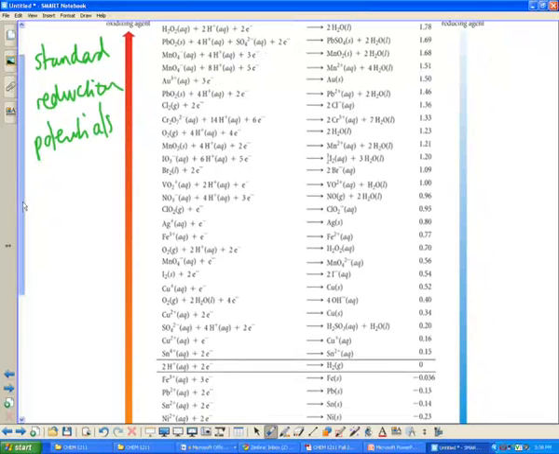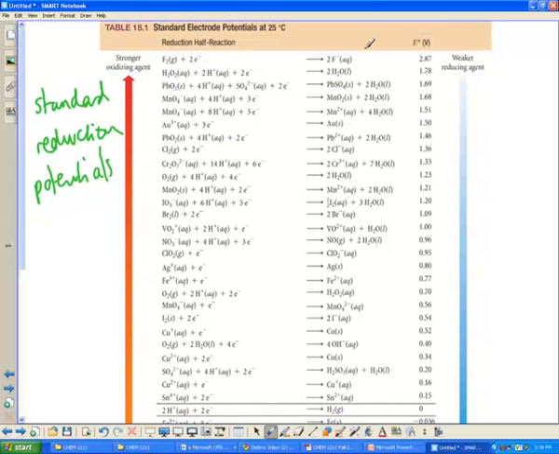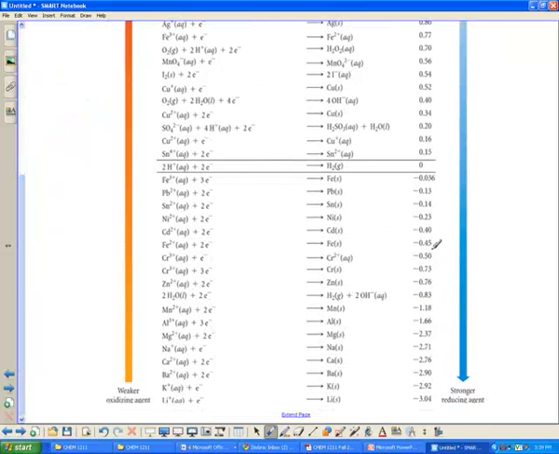Each of these reactions has had its voltage experimentally determined, so it can be put into this list. Each reaction has a particular voltage associated with it, measured against something that has a standard potential of 0, which is the hydrogen cell here. But what's important is all these numbers. Some are positive, you'll notice, and some are negative.